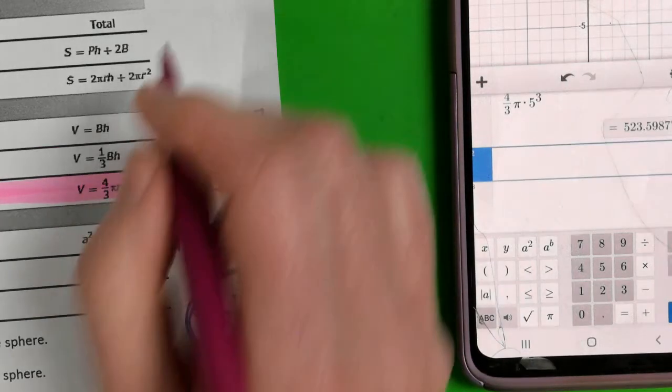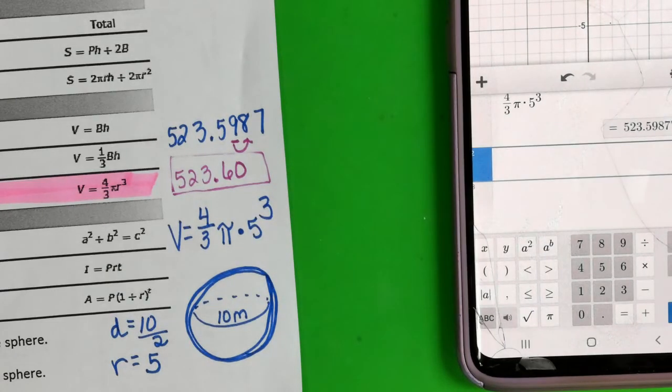Okay, and that's it. That's all there is to finding the volume of a sphere.